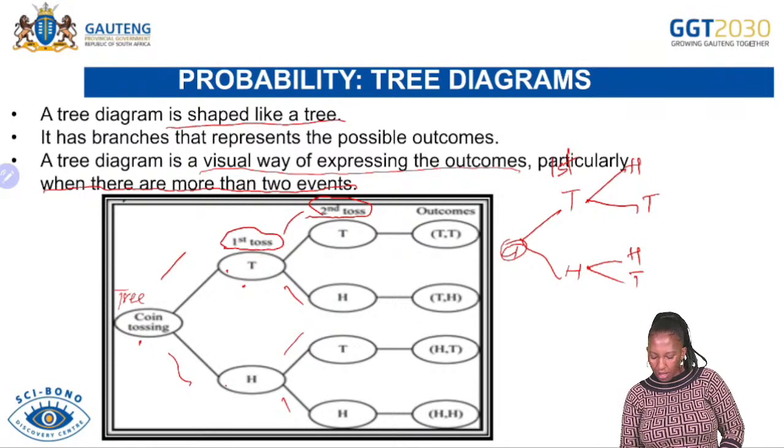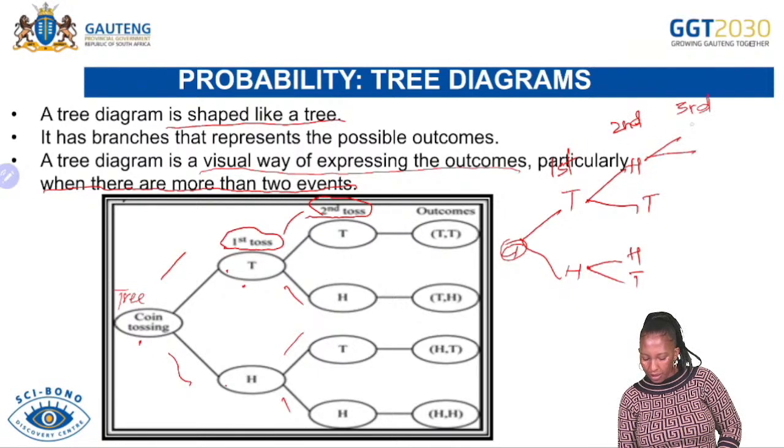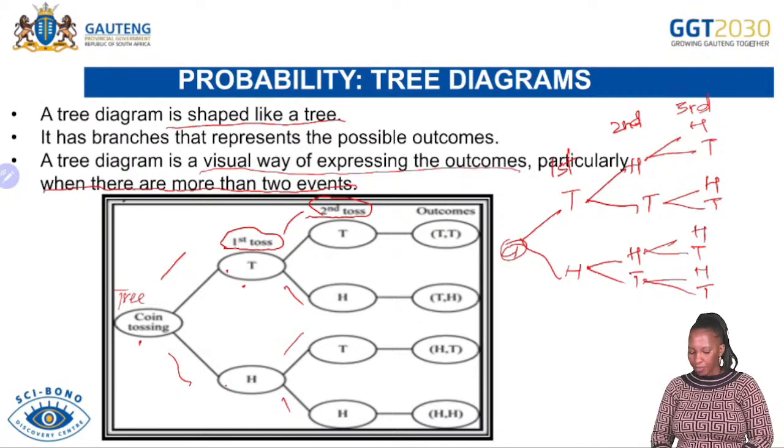And then I go to the next one. I can also get this one. Now this is the second toss. And then on the third toss, same. From this one, I can get a head or a tail. A head, tail, head, tail. So it's so nice when you do probability because you get to enjoy it, as you can see.